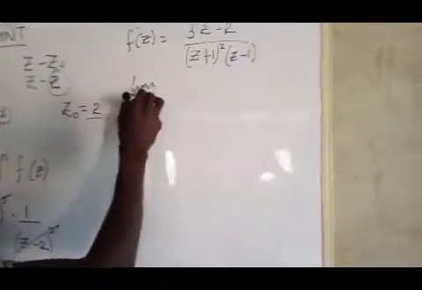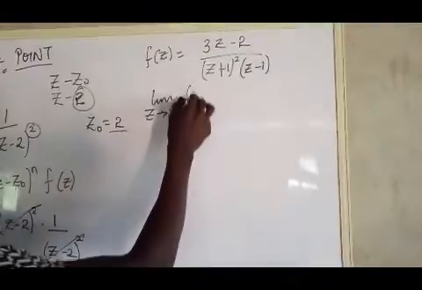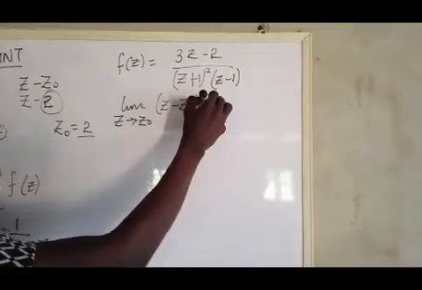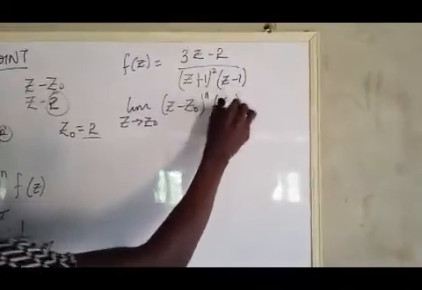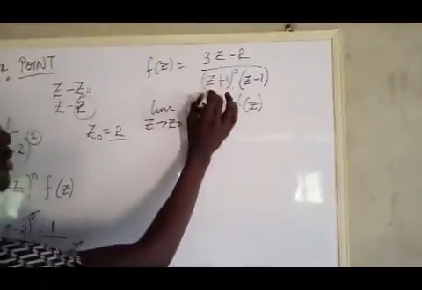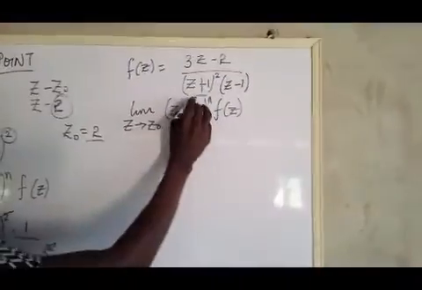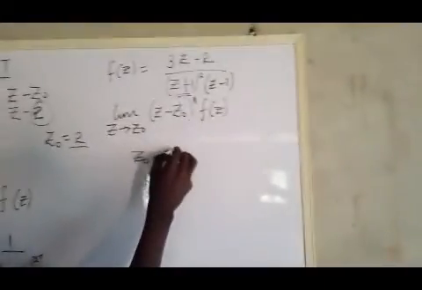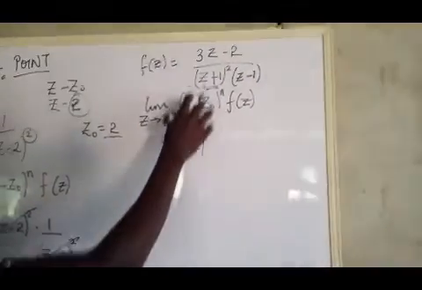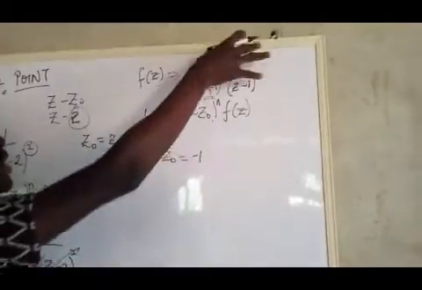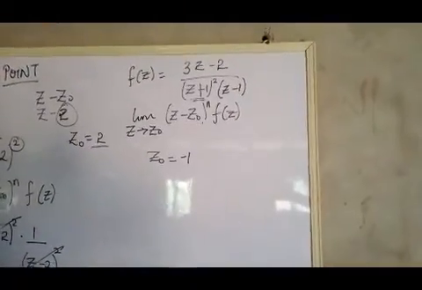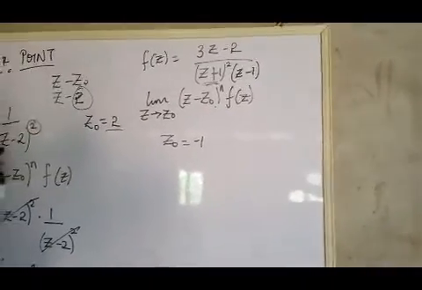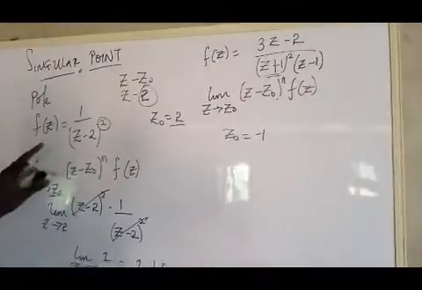Limit as z tends to z naught of z minus z naught raised to power n multiplied by f of z. Now, this is the first one you are going to use. And now if you look at this, your z naught will be equal to minus 1. Because it is only when your z naught is equal to minus 1 that we make this equation undefined. If you look at this, it is when your z is equal to 2 that it will make it undefined. Do you get what I'm saying now?